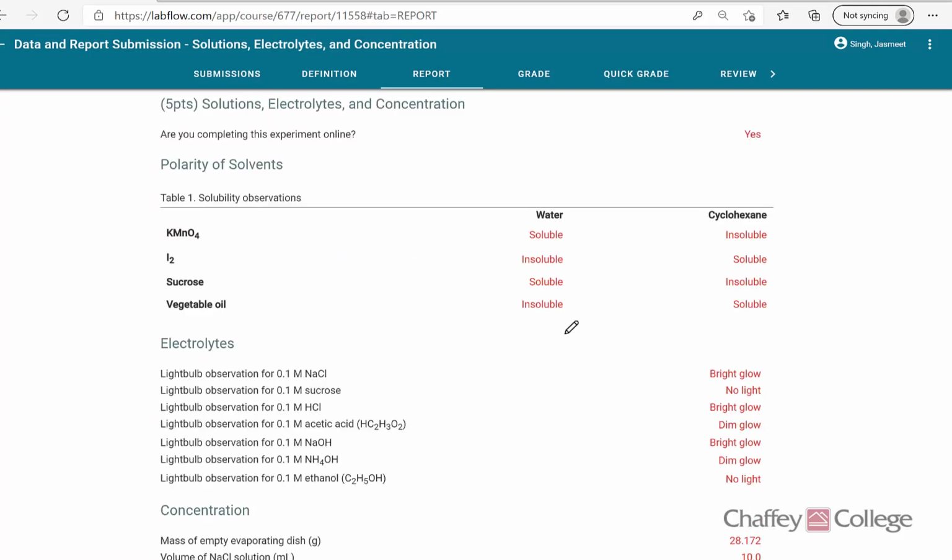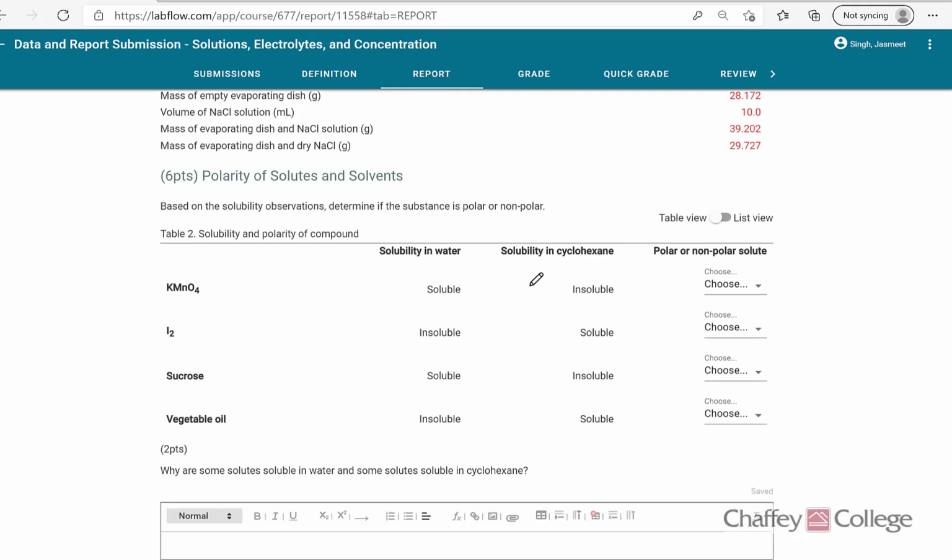The data needed to complete all three parts is given to us, and we will use this data to answer the questions which we will see in the next section. So in section A, we need to find the polarity of solutes and solvents. And remember, like dissolves like, which means polar solutes will dissolve in polar solvents and non-polar solutes will dissolve in non-polar solvents.